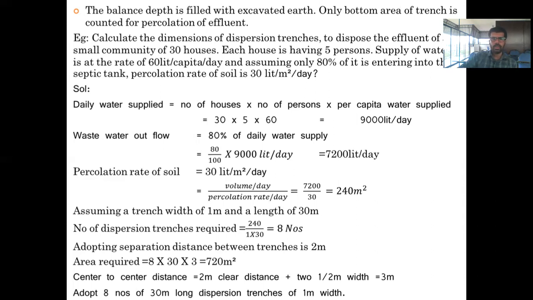Now one thing given here is that the balance is filled with excavated earth. From the top, there is a stoneware loose joint pipe. Above it 15 centimeter, below it 25 centimeter is filled with gravel or crushed stones. Above it is filled with excavated earth. Only the bottom area of the trench is counted for percolation of effluent. The top area is not counted. Only the bottom area, because the effluent is coming down. The top area is not counted for the percolation of the effluent. Only the bottom area is calculated.